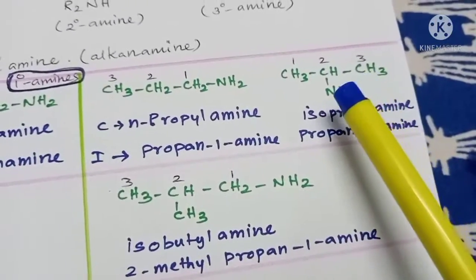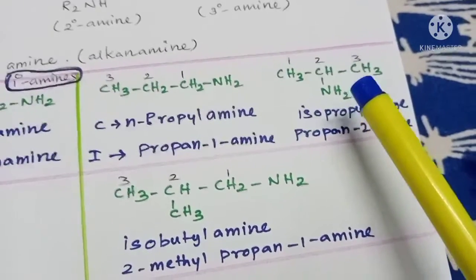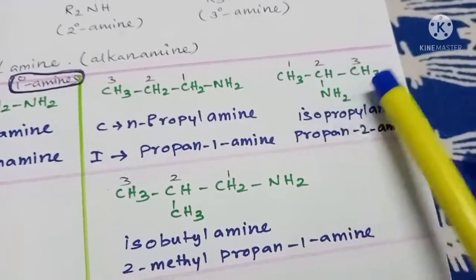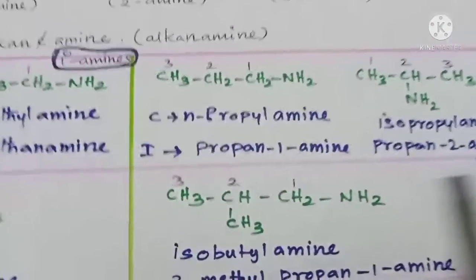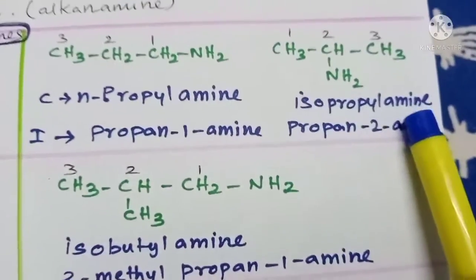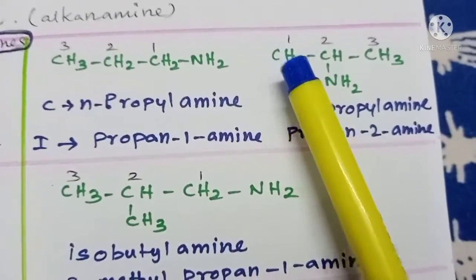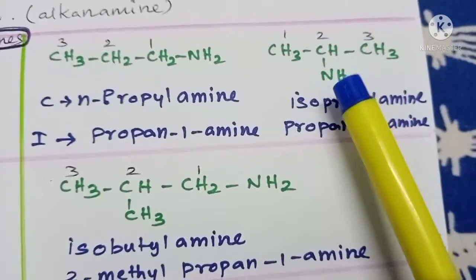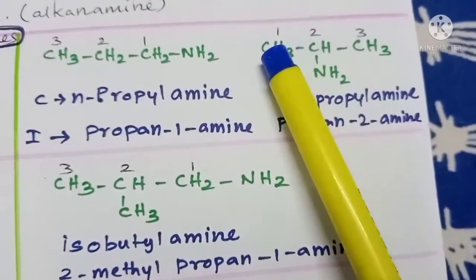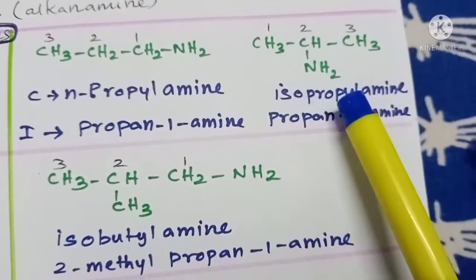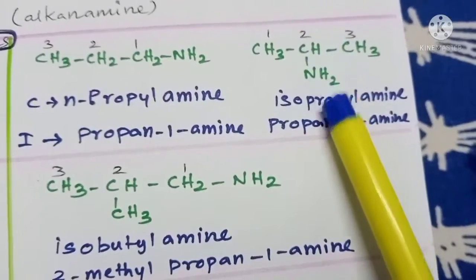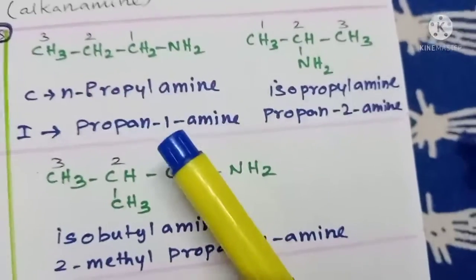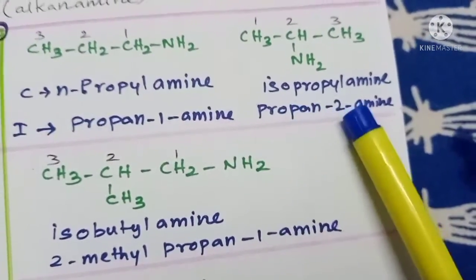Next one, the branched 3-carbon derivative, a branched primary amine with 3 carbons, which is nothing but the isopropyl structure. So it is isopropylamine. The IUPAC name is propanamine. While numbering, the amino carbon gets number 2, either from left to right or right to left, so the amino group is attached to the second carbon, and that is propan-2-amine. So in the case of propylamine there are 2 derivatives: propan-1-amine, unbranched, and propan-2-amine, branched.